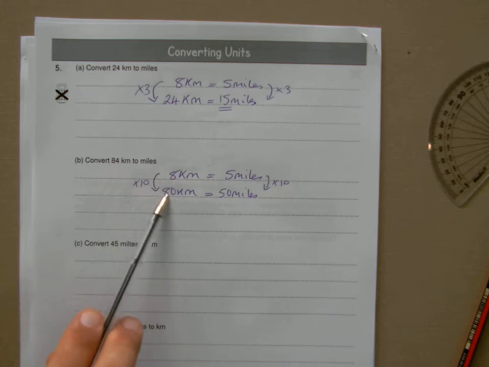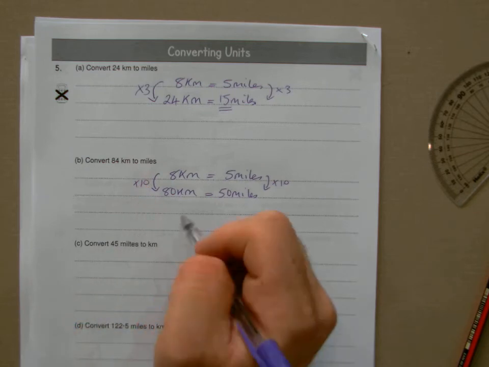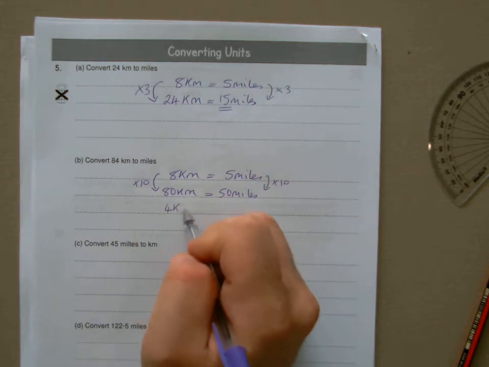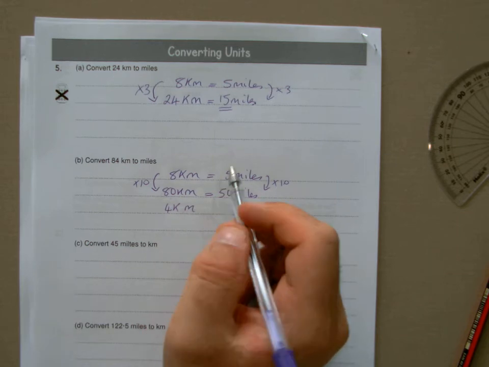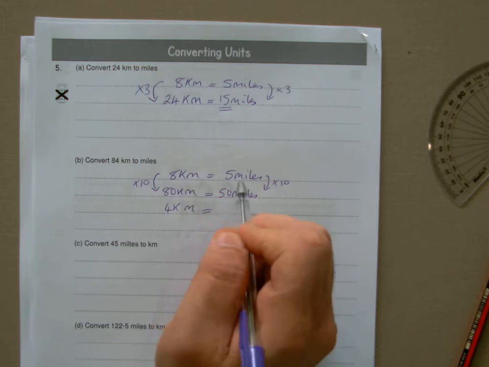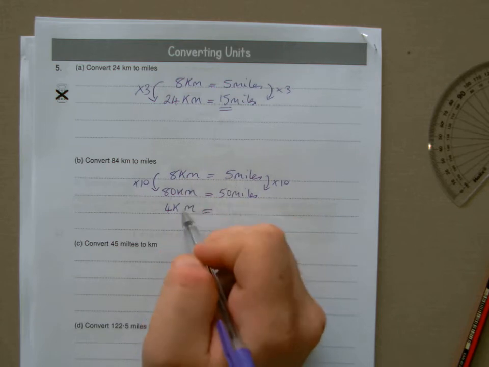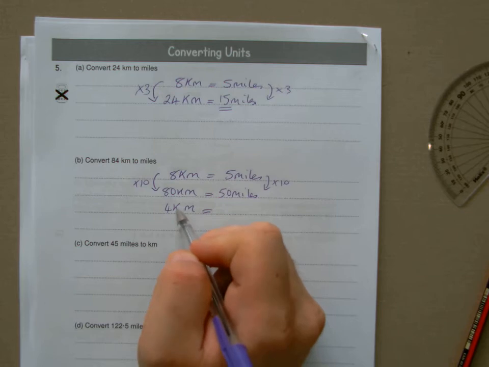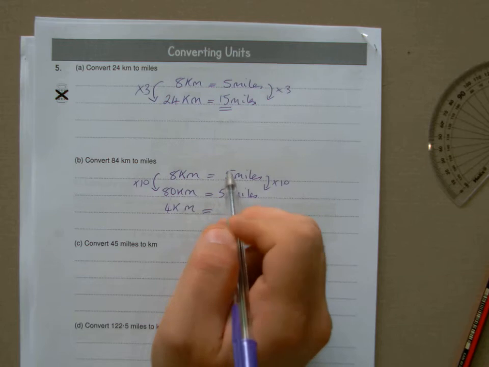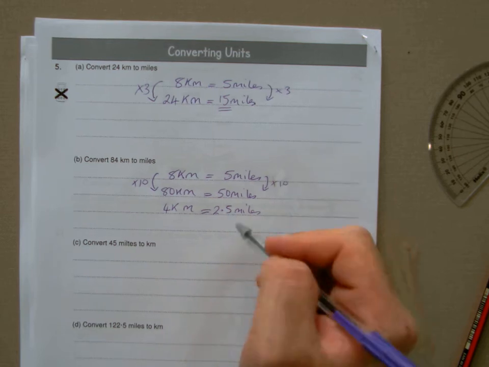Times it by 10, we'll get 80. If I times it by 11, I'd get 88. So we need to go in between. But another way of thinking about it is looking at what else I need here. I've got 80 kilometers. I just need another 4 kilometers, don't I? And if I put them together, it'll give me 84. Going back to the fact that I've remembered, if I know 8 kilometers is 5 miles, I can work out what 4 kilometers is, because 4 kilometers is half of 8 kilometers. So if I halve 8, I get 4 kilometers, and if I halve 5, I get 2.5. So 4 kilometers is 2.5 miles.